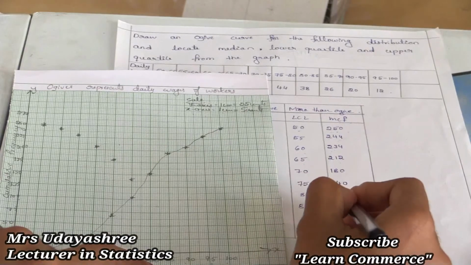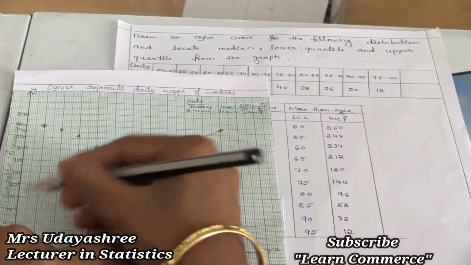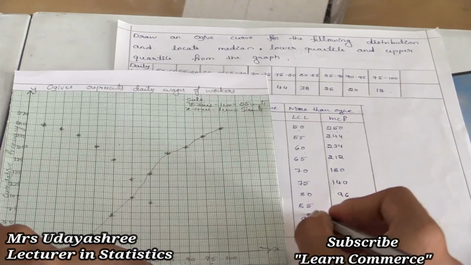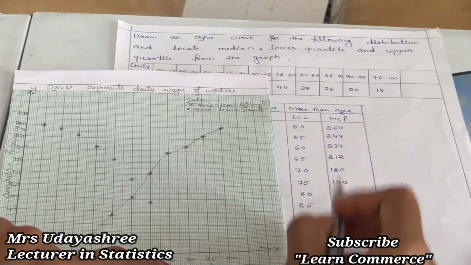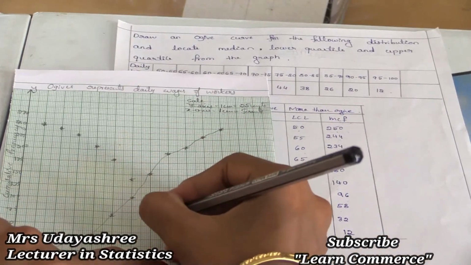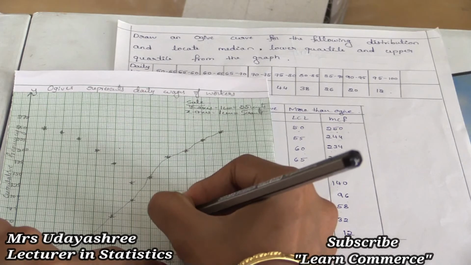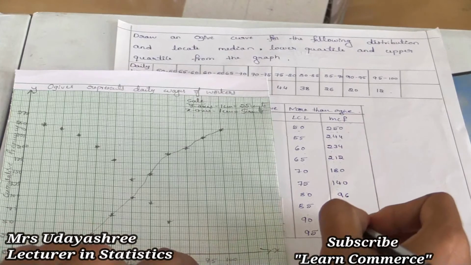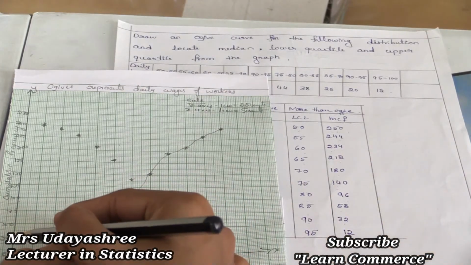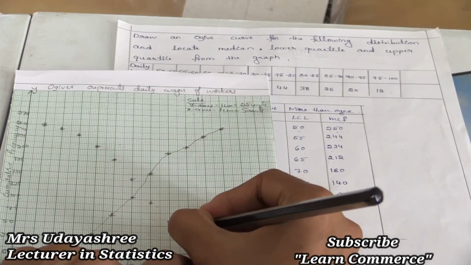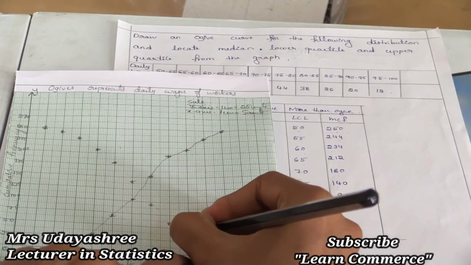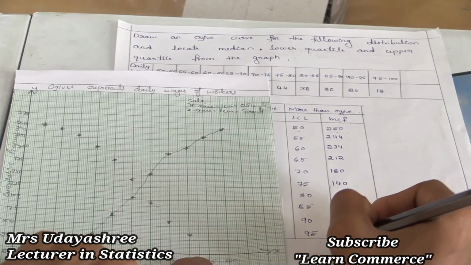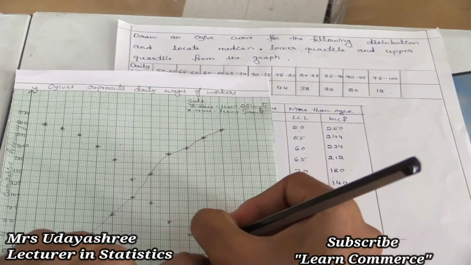Next 80, 96. 80 is here, 100 is here, 96 comes here. So next 85, so 85 is here, 58, so 50 is here, 58 comes here. Next 90, so class limit 90 is here, cumulative frequency 32, so 25 is here, 32 comes here. So next 95, for that corresponding cumulative frequency 12, so 12 comes here.